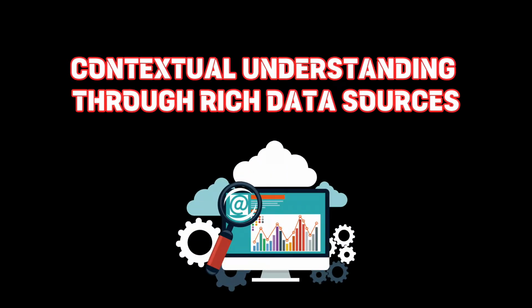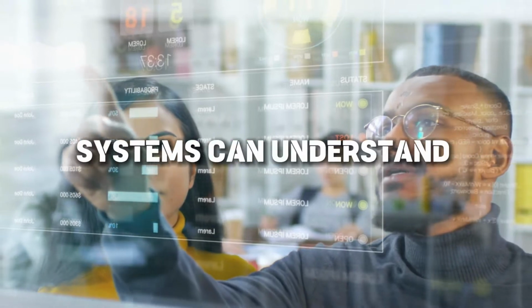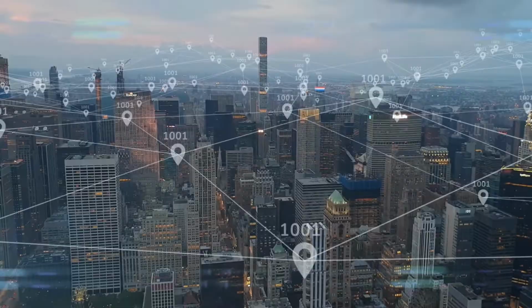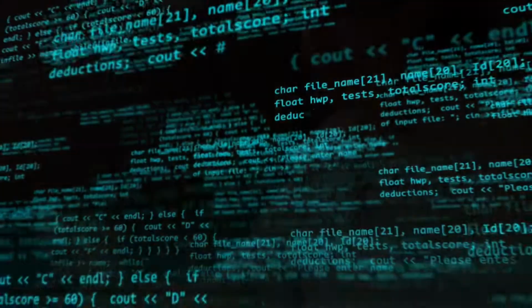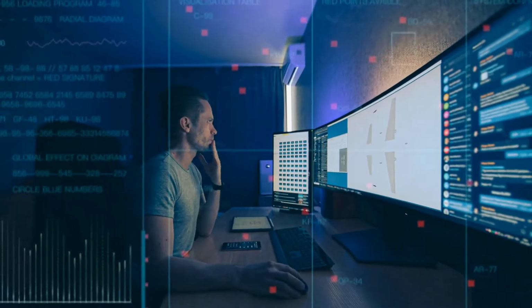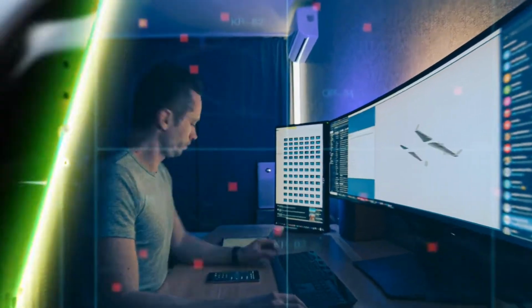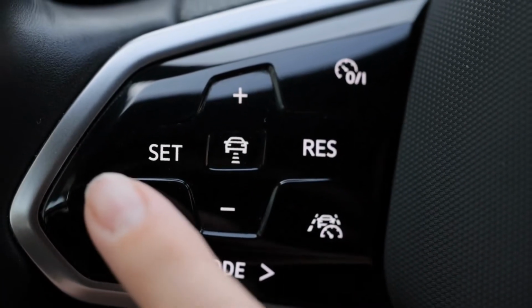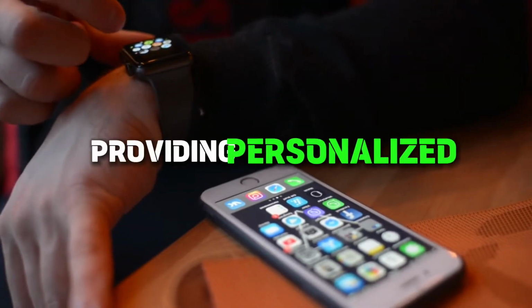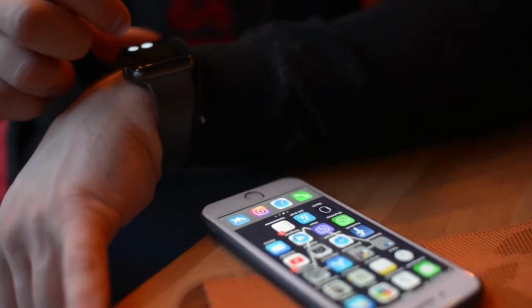Contextual understanding through rich data sources. AI systems can understand the context of data, considering various factors such as time, location, and user behavior. Natural language processing enables devices to interpret and respond to human interactions. By understanding context, IoT systems become more adaptive and responsive, providing personalized and contextually relevant services.